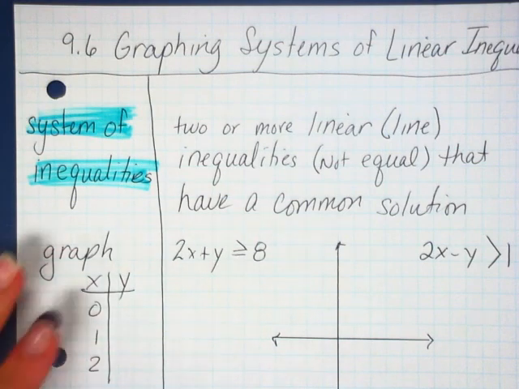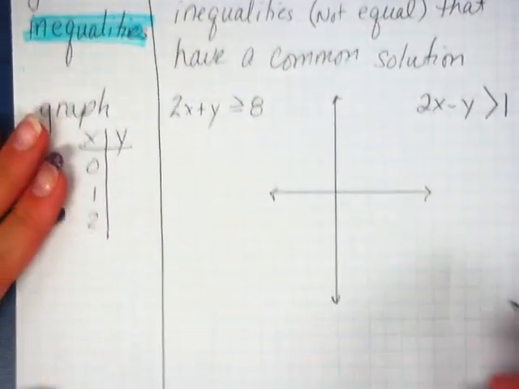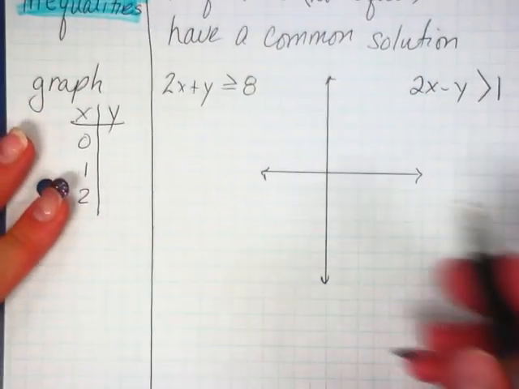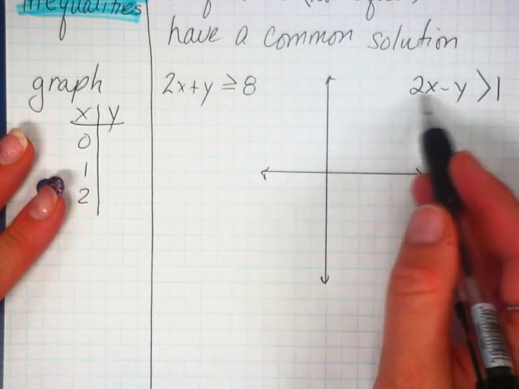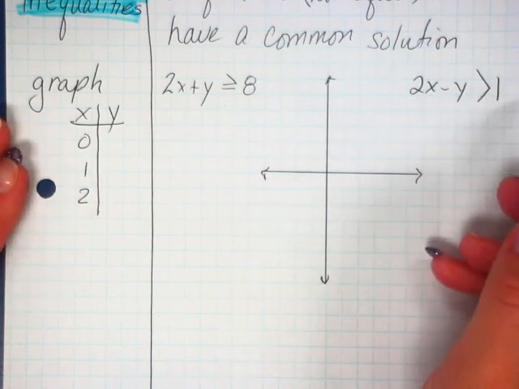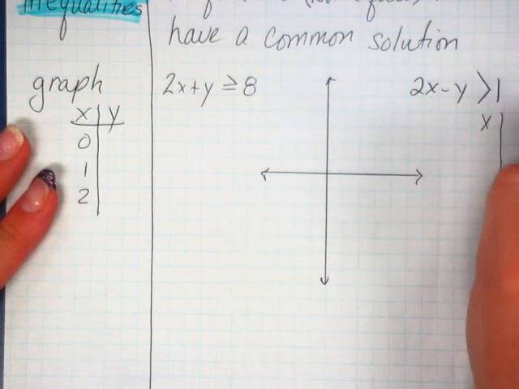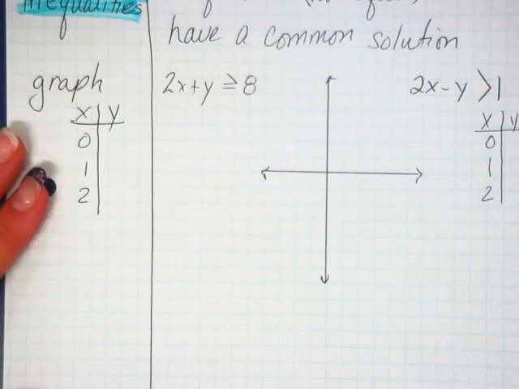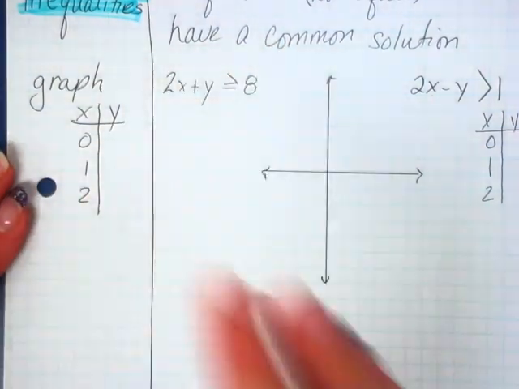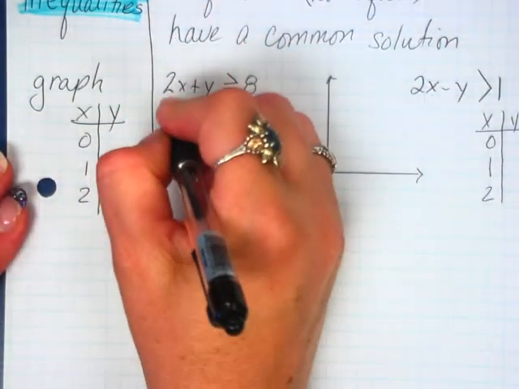So let's look at this problem. 2x plus y is greater than or equal to 8, and 2x minus y is greater than 1. So we're going to make two t-charts. On this t-chart, we're going to do this problem, and then we'll do this one over here. So we want to treat it like an equal sign.